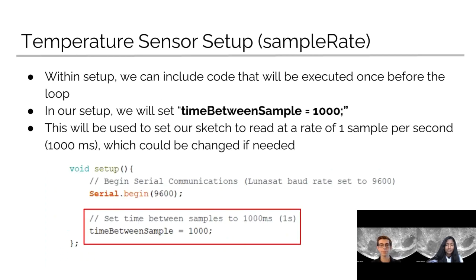So, how would we start setting up our code? In our setup function, we have the usual serial.begin function, but we also are assigning a value to our time between sample variable. Here we are setting it to the value 1000, which represents 1000 milliseconds or 1 second. Basically this means we want our sample rate to be 1 sample per second.